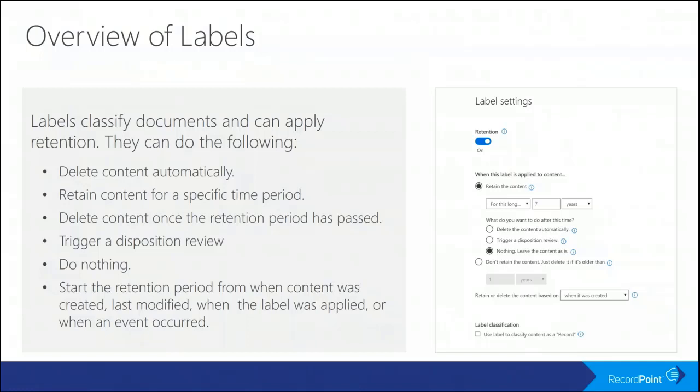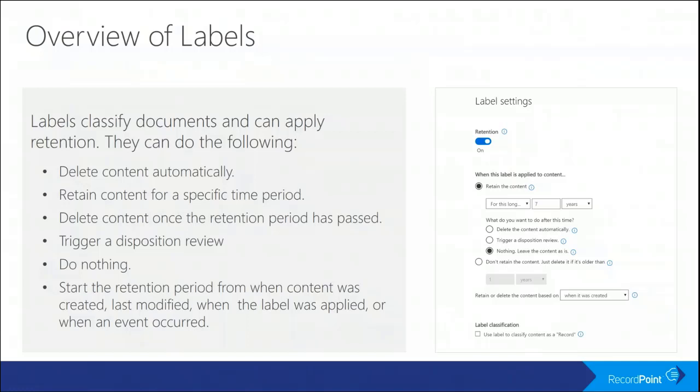So we've kept our contract for 7 years. We don't want it sitting around anymore because it creates a liability in case of a need for litigation and e-discovery. Let's delete it. You can also trigger a simple disposition review, meaning once it's reached the end of its retention period, I want you to email either a specific user or an Office 365 security group and have them approve that yes, this can be deleted before it actually is deleted. You could also just choose to do nothing. And then you can trigger the start of the retention period based on when the content was created, when it was last modified, or when the label was applied. And then you could also trigger it off of an event, but we'll have a detailed slide about that a little later.